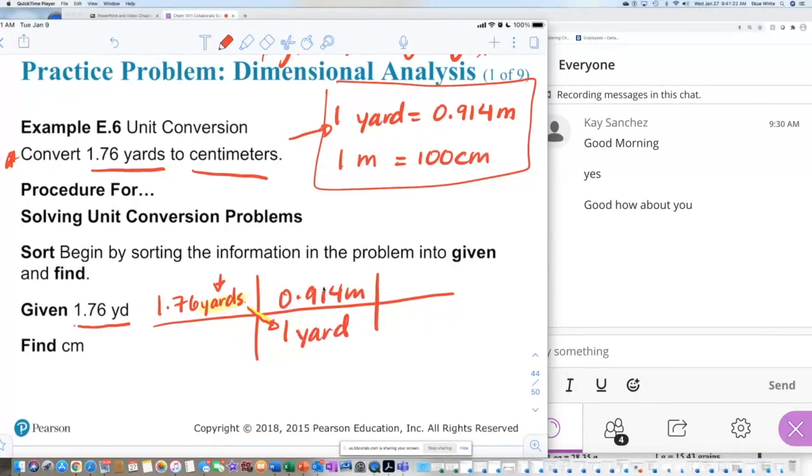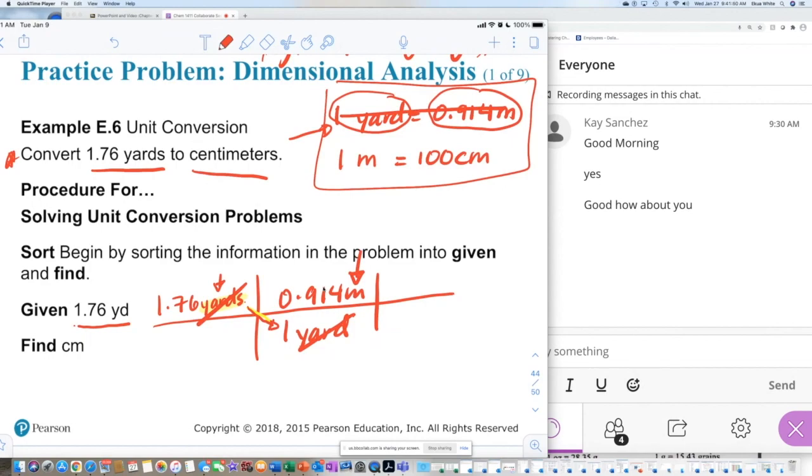Now remember, these equalities, they're like a combo. They go together. So once you use the yard on the bottom, you must use this 0.914 meters on top. You can't use any other one. You can't crisscross. So I'm done using that. The yard and the yard will cancel out.